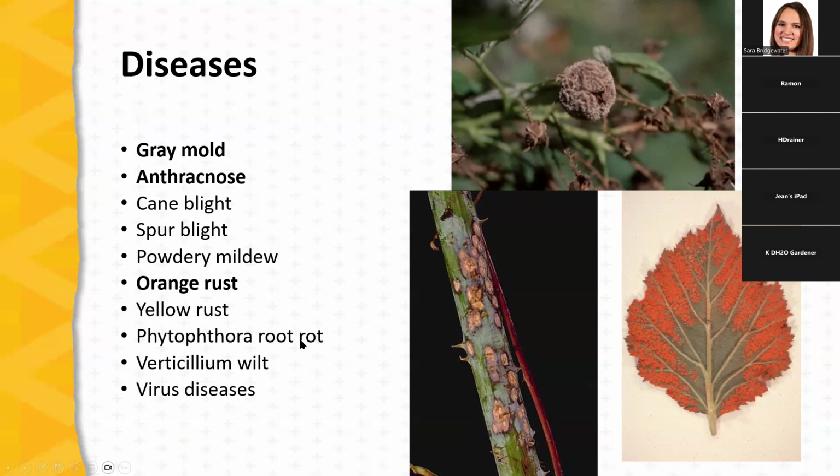Phytophthora root rot attacks the roots, especially when it's wet soil. Verticillium wilt attacks through the roots and will clog the vessels. It doesn't let the sap go upwards and the plant wilts. And there are other diseases. These are not all the problems or diseases that you can find in a crop, but just to let you know, these are the most important ones that you have to be aware of.